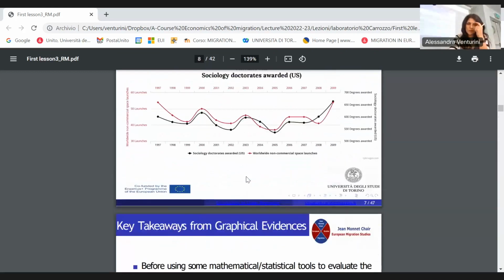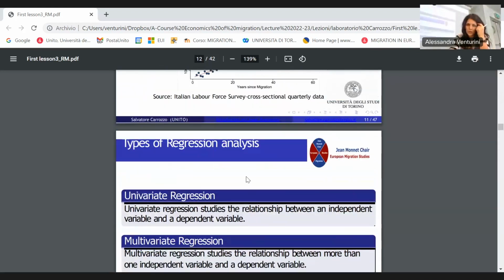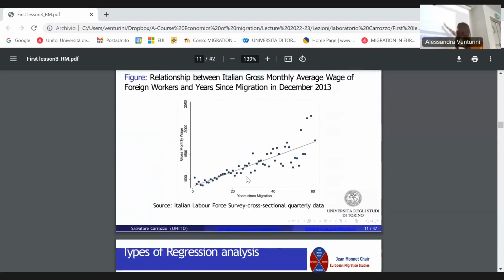Yes, social scientists frequently are more interested in the outliers. Yes, this, for instance, no? You see. Or, no, in this case, no, but this.